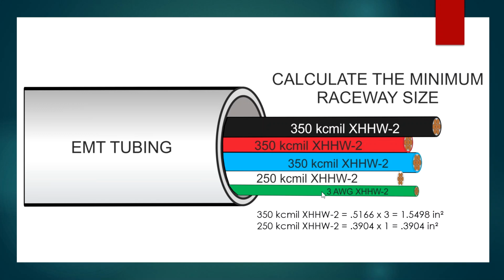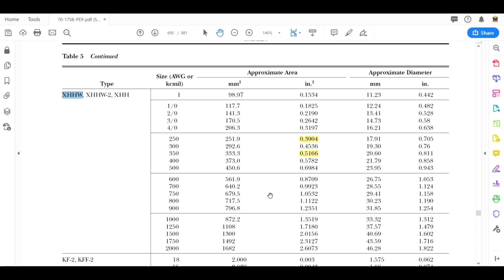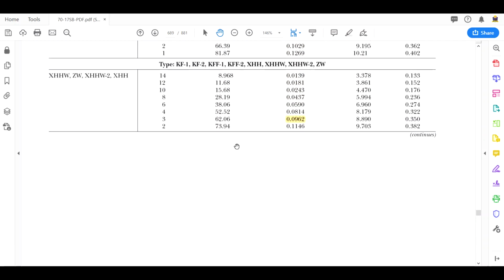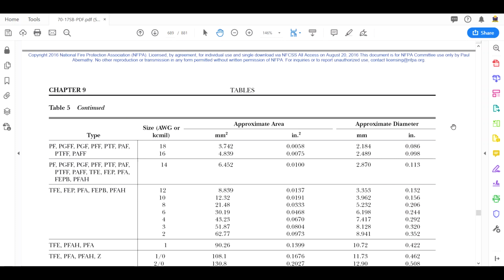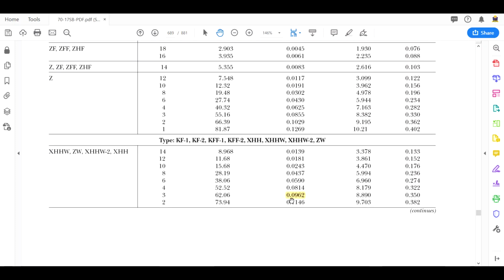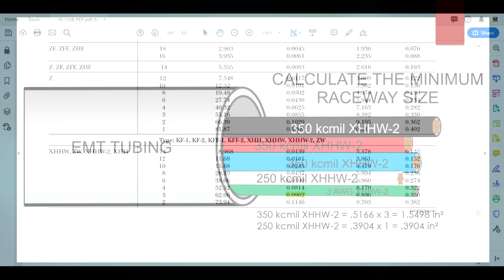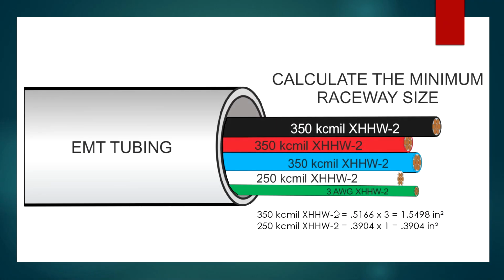So the next one is a 3 AWG, American Wire Gauge, XHHW-2. So now we're going to go back to the NEC, and find that 3. There's the 3. Come over here. Again, we're dealing in approximate area. Stay away from the diameter. Stay with the area. Come down, and you see it's 0.0962. That's what we should see on our graphic. And there it is, 0.0962.